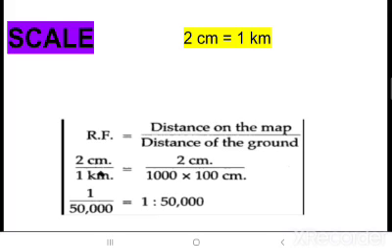No need to learn this value. It's simple. If you know the linear scale, that is 2 centimeters equals 1 kilometer, you can easily find your representative fraction. So when I mention 2 centimeters equals 1 kilometer, that is my linear scale. And when it is represented as 1 is to 50,000, it is termed the representative fraction. I hope the scale part is clear.